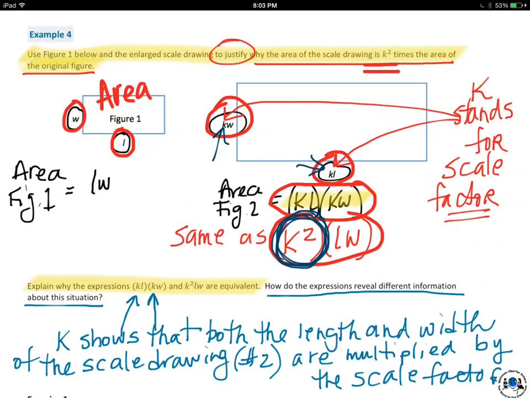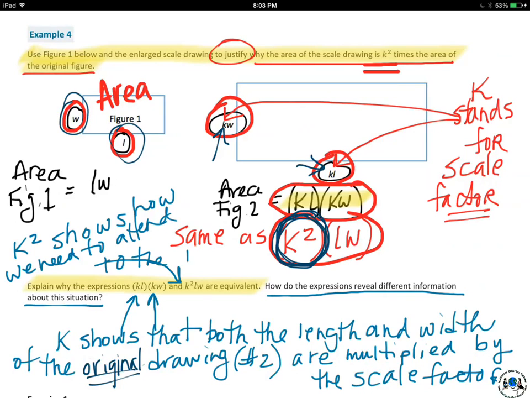And again, I think I just said this, but like I said, I did these strokes last night, and now I'm doing my voiceover today, so I'm going to repeat myself over and over again. Anyway, yeah, so that's what that shows. Okay, that it's showing that both the length and the width of the scale drawing are multiplied by the scale factor. Okay, and actually that's not true. It's actually both the length and the width of the original drawing. Okay, this is the original drawing. See, it's always nice to do things over. Yeah, because we're actually taking this L and this W over here, and we are applying the scale factor to them. Okay? All right. And K squared shows how we need to attend to the 2 dimensions of area.